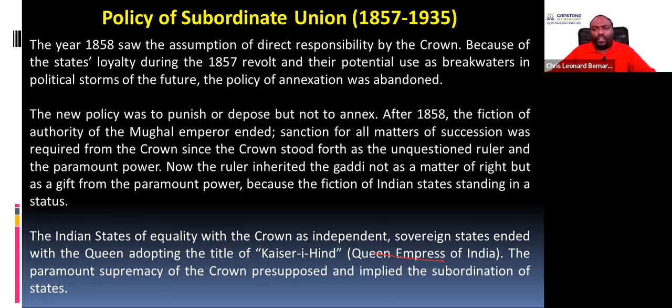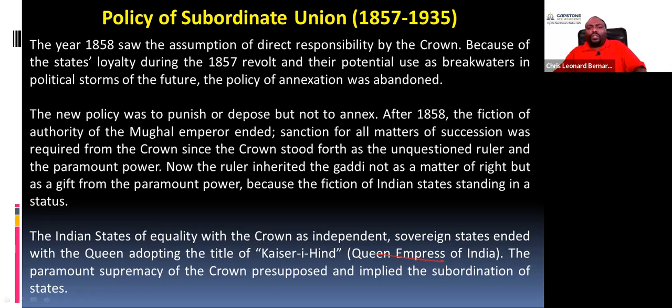they saw the potential use of the native states as breakwaters in political storms in future. This policy of annexation was abandoned because the native rulers were very much loyal to the British, and a new policy was brought in. The British did not annex, but they wanted to punish or depose any native ruler or Indians. This policy came in 1858, when the Government of India Act brought in the Crown.